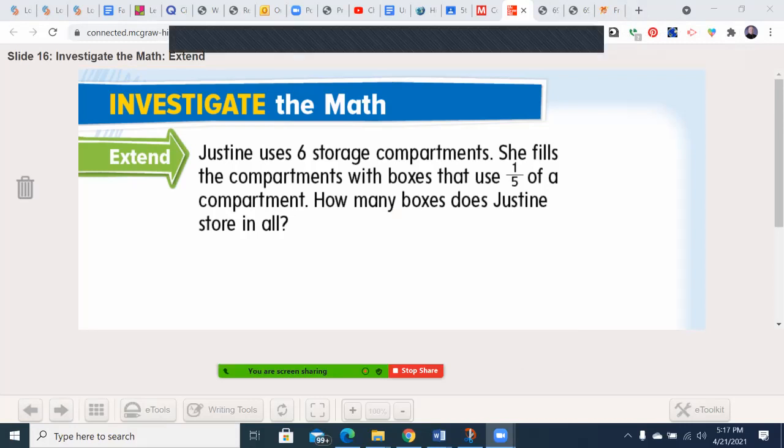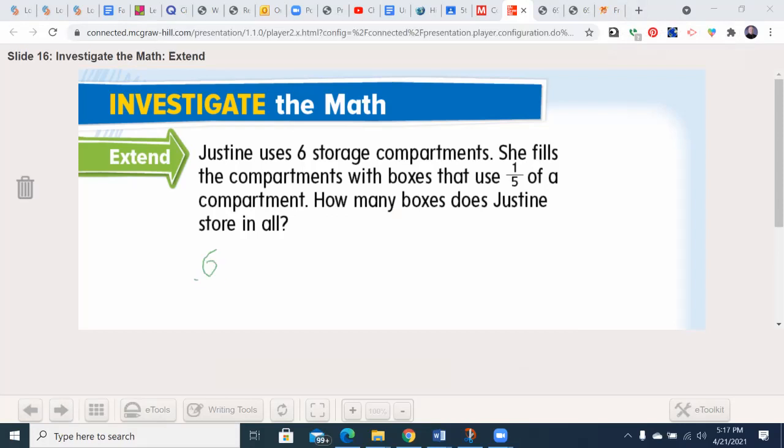So each one is going to be 6 divided by 1/5. So 6 is 6 over 1. And what's interesting is if you're dividing by 1/5, it's the same as multiplying by 5 over 1. So to divide, what I'm telling you is you could multiply by the inverse.